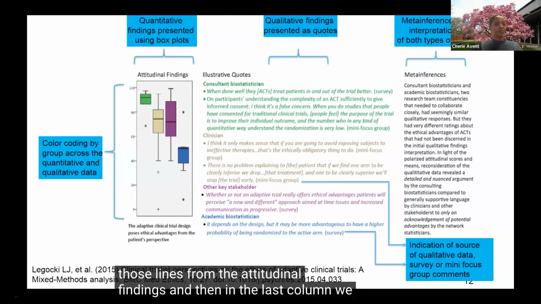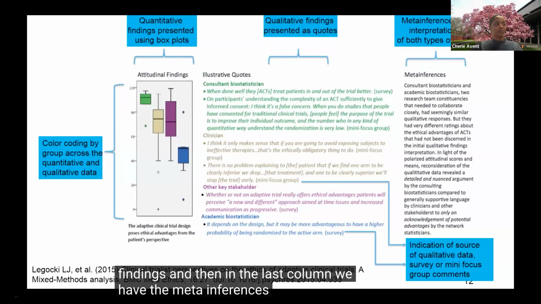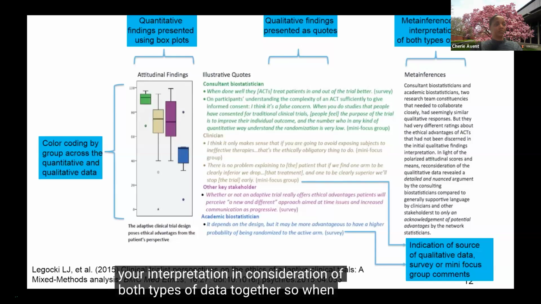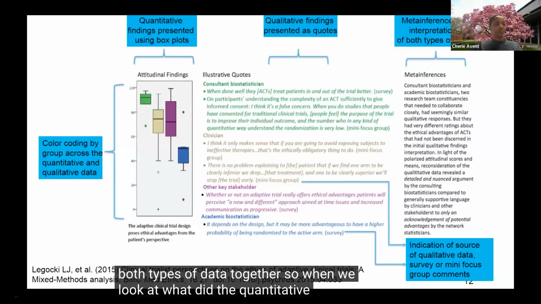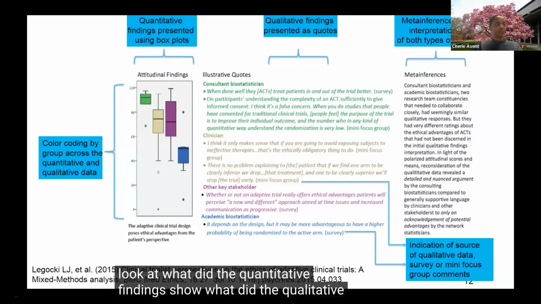And then in the last column, we have the meta inferences. Meta inferences is language used by mixed methods researchers to say, what is your interpretation in consideration of both types of data together? So when we look at what the quantitative findings showed, what the qualitative findings showed, what is our new interpretation? What are the meta inferences that we can draw from that?